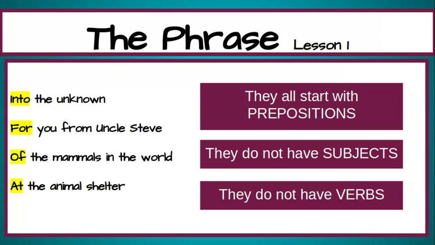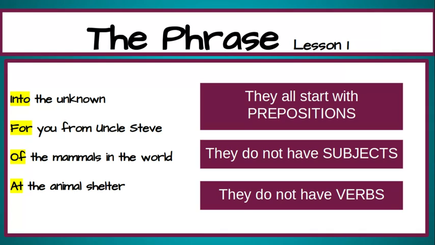All right, sometimes it's difficult to think about what we notice because it's also the things that aren't there that we need to pay attention to. So if you look at these 4 groups of words, you'll notice that I have highlighted the first word in each of the groups. Each of these words are prepositions. So all of these groups of words start with prepositions.